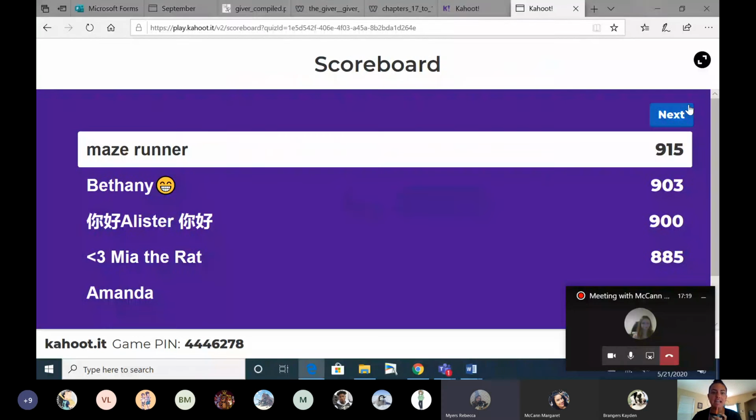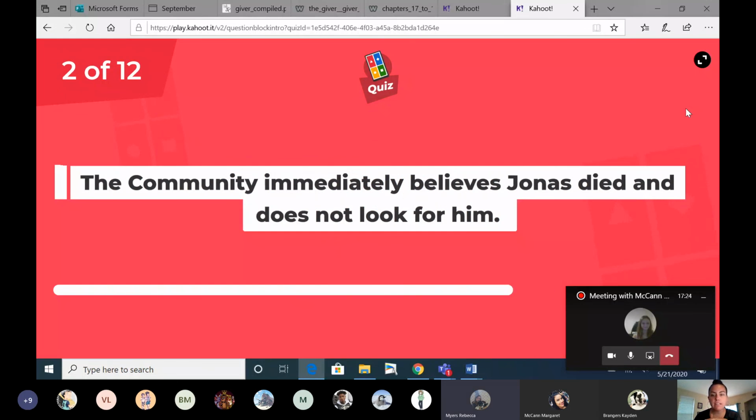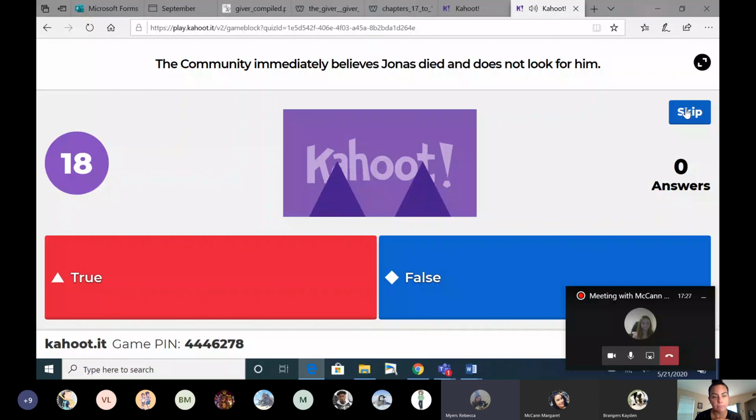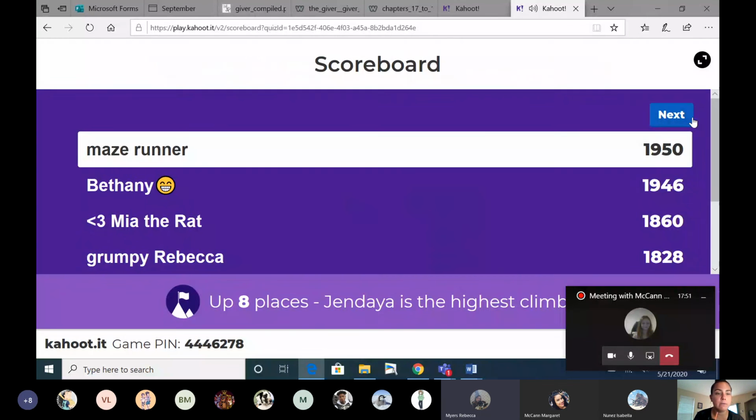Good job. It was Jonas's dad. The community immediately believes Jonas died and does not look for him. True or false? Oh, I clicked the wrong answer. I know this one. It was like those accidental things. If any of you did not read it, then fail. So that is false. They did look for him. Remember, people look for him, but then they start to stop. We'll get to that. Good job, Mike's in the lead.